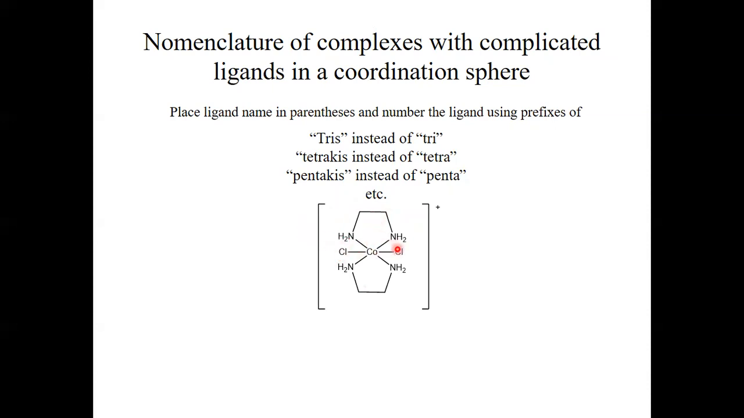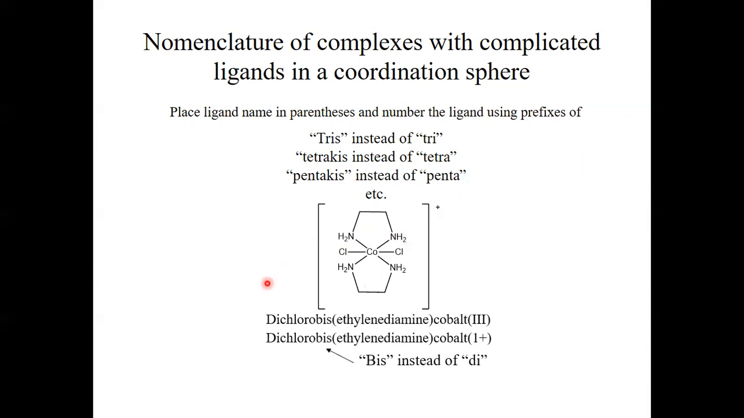So we have two chloro ligands. So we have to consider the alphabetic order of the ligands as well. So C comes in the alphabet before E. So we have a dichloro bis(ethylene diamine) cobalt, and again the oxidation state is +3, so it's a cobalt 3. Right? Dichloro bis(ethylene diamine) cobalt 3. We also say it's a dichloro bis(ethylene diamine) cobalt 1+.